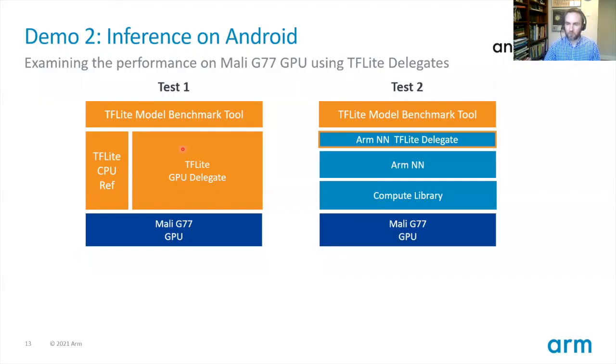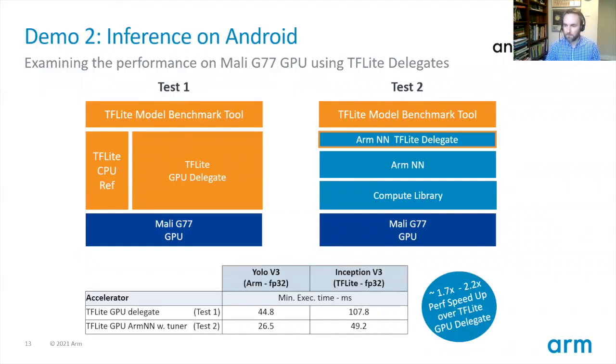Okay, so what this shows then is that when we're doing inference on GPU, similarly to previously, we can see that the ArmNN software stack performs better than the TFLite GPU delegate in terms of minimum execution time. In fact, when you're using YOLO v3, it's a speed up of about 1.7x. And when you're using an off-the-shelf Inception v3 model from TFLite, the speed up is 2.2x performance speed up over the TFLite GPU delegate.